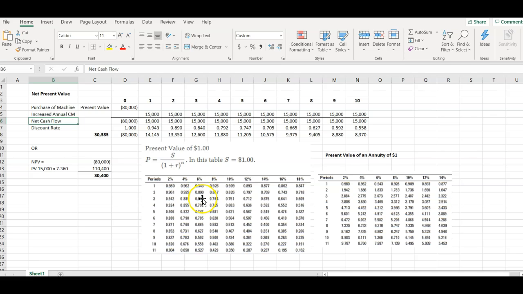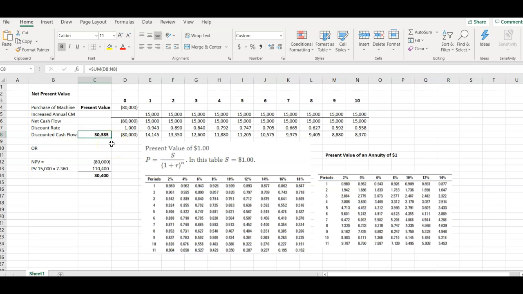Okay, so what we've done is we've gone to the present value of one table, taken the factors from 6% and put them across in here, and then multiplied that times my net cash flow to get a discounted cash flow. Okay, and I summed it up over here to get our total present value is $33.85.